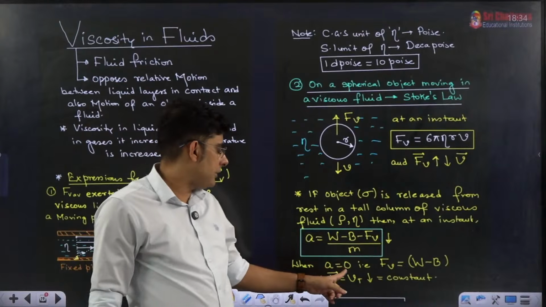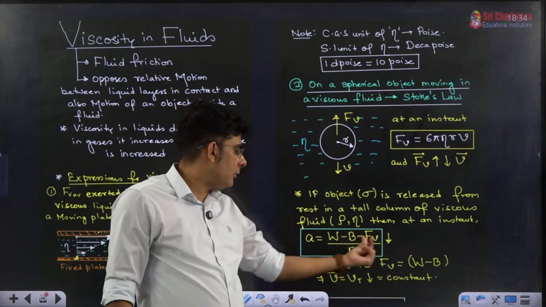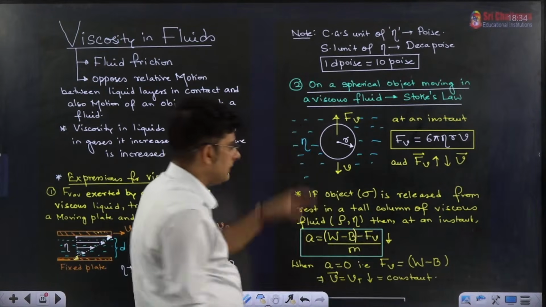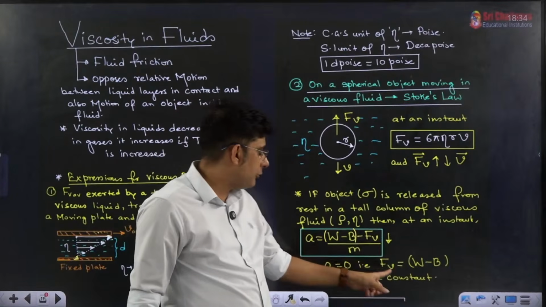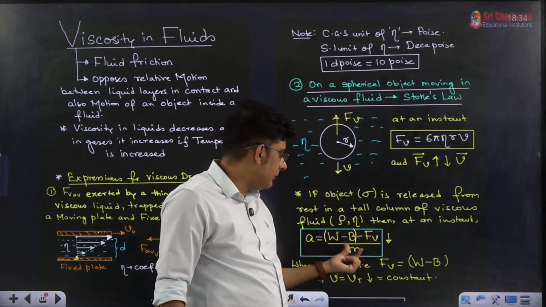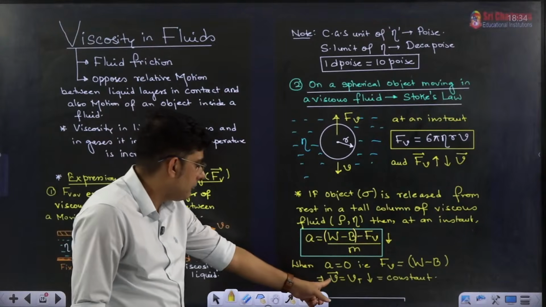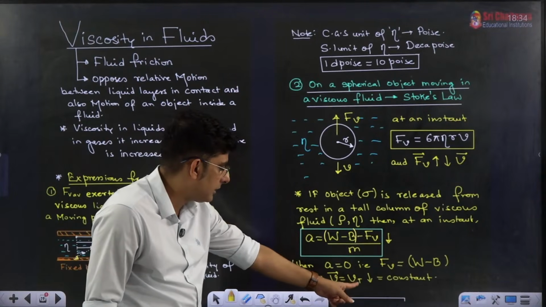Now when will the acceleration finally become 0? When the viscous force balances W minus B. W and B are constants inside the liquid. So when the viscous force grows with speed and becomes equal to W minus B, the acceleration will become 0. At that time v will become constant, and that is called the terminal velocity.